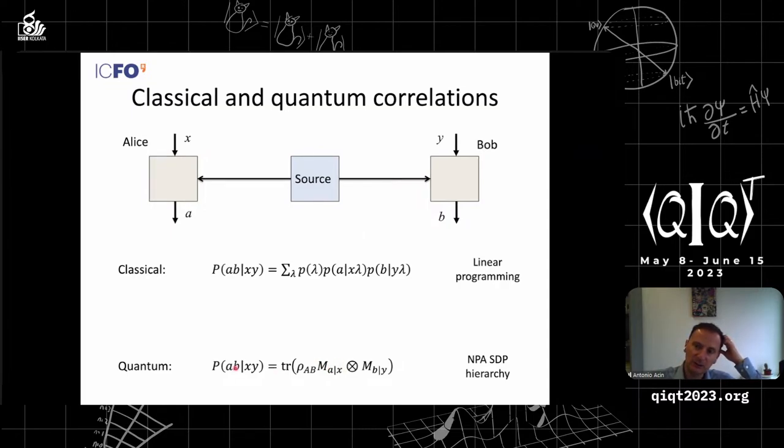And in this case, the characterization of this object is a bit harder, but there are some tools. For example, there is something called the Navascués-Pironio-Acín hierarchy that you can use to get some insights on this set. Okay, and things are simpler than in other situations, because these two sets are convex. And once you have convex sets, you may hope to use tools from convex optimization theory such as semi-definite programming, SDP, or linear programming.